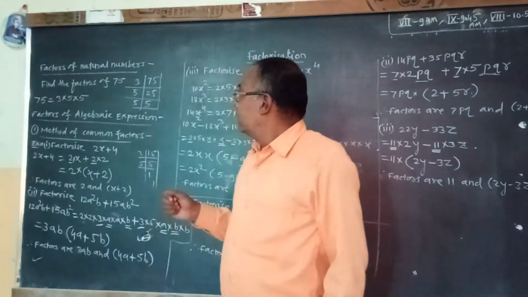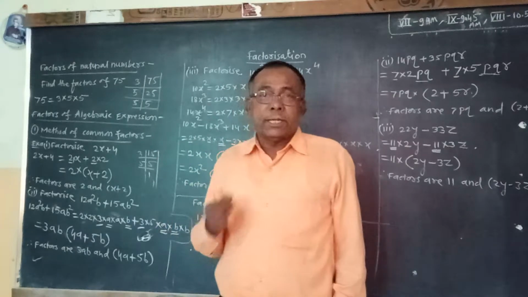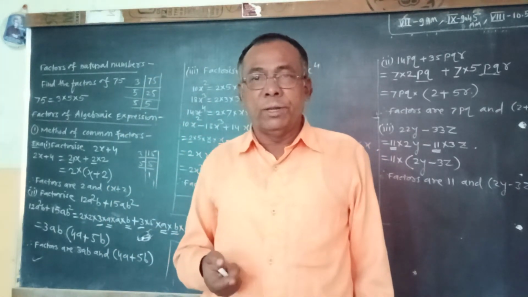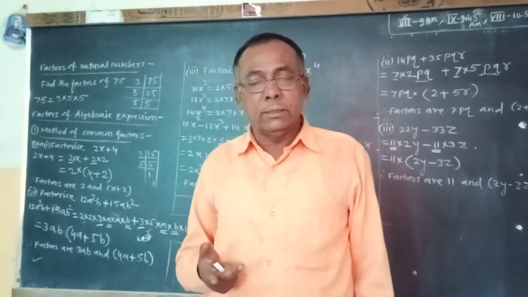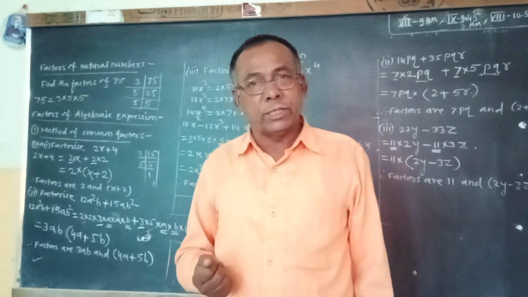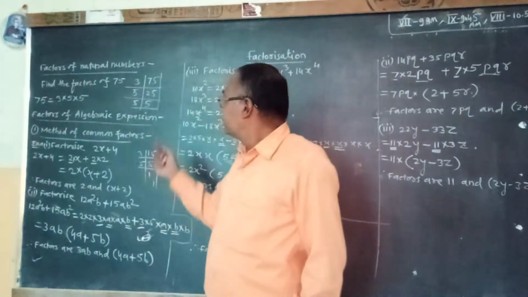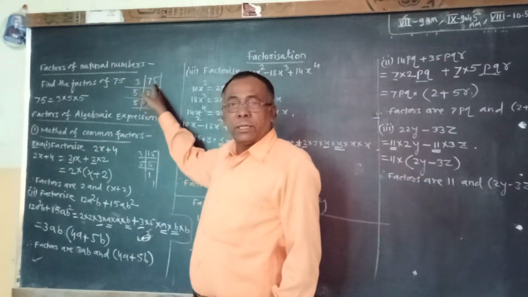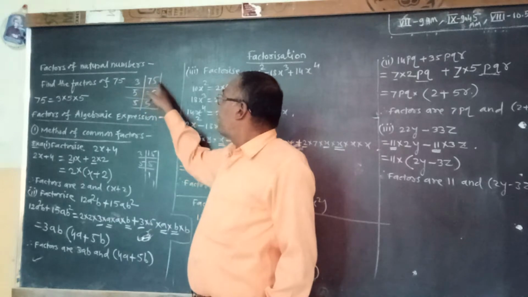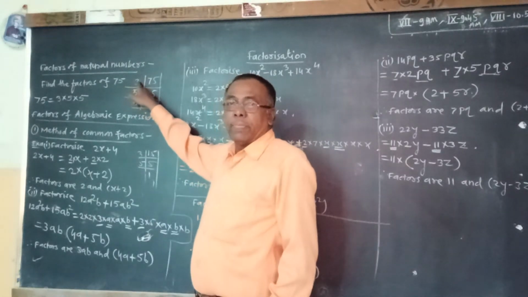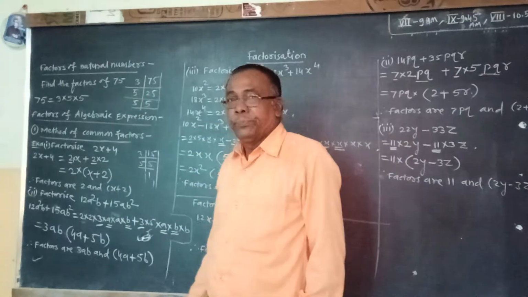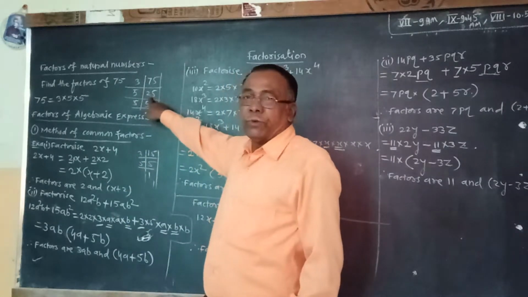The divisibility test of 3 is: if the sum of the digits of the given number is divisible by 3, then the given number is also divisible by 3. So here 7 plus 5 is 12 and 12 is divisible by 3. So 75 is also divisible by 3. After dividing 75 by 3, we will get 25.